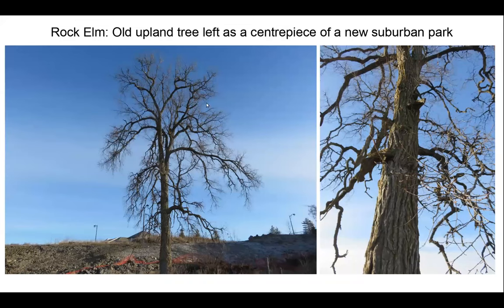Here's a kind of striking example at a new suburban park in Kanata. This tree, by some miracle, was retained, and I'm really happy to see that it was, because often mature trees are not retained with new construction. And you can see here the typical twigs of Rock Elm in the foreground, differentiating it from, say, bur oak, which is another rugged tree.